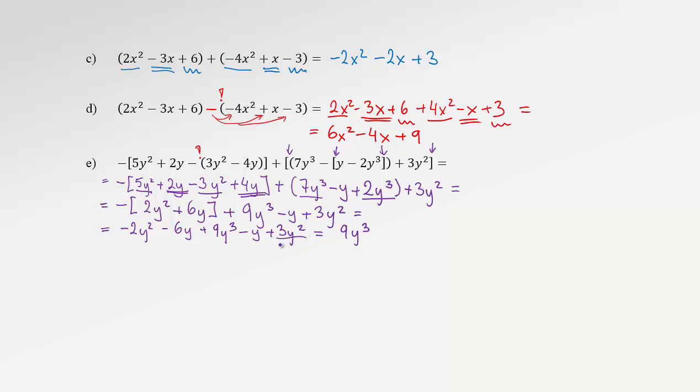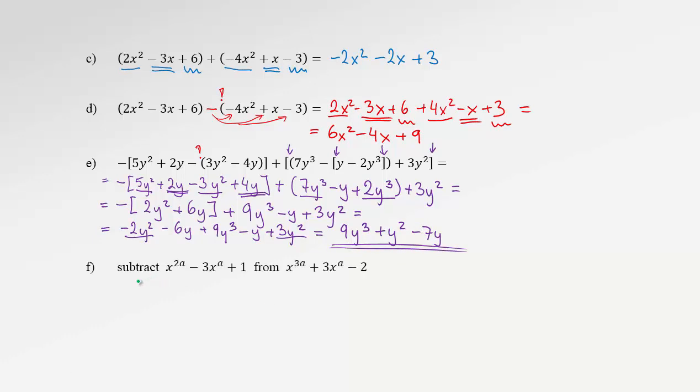Now we can collect the square terms. 3y squared minus 2y squared is plus 1y squared. Obviously we don't need to write this one, so it's just y squared. And negative 6y, negative 1y is negative 7y. Final answer. And last example, we need to subtract this polynomial from that polynomial.